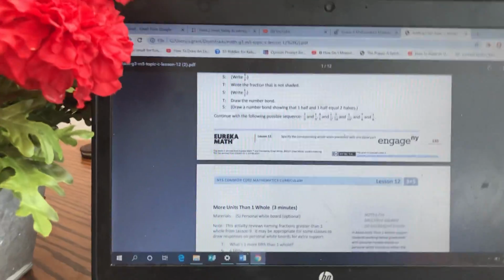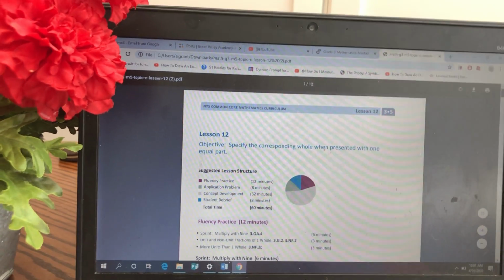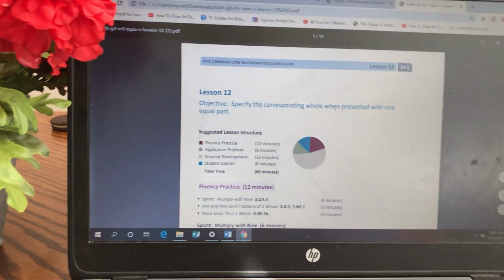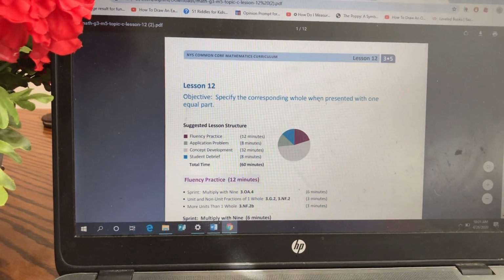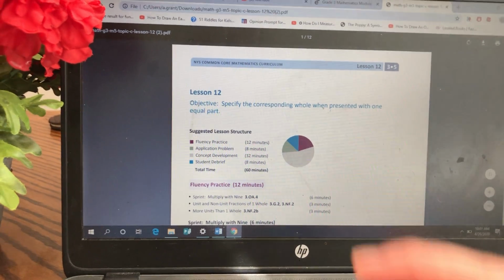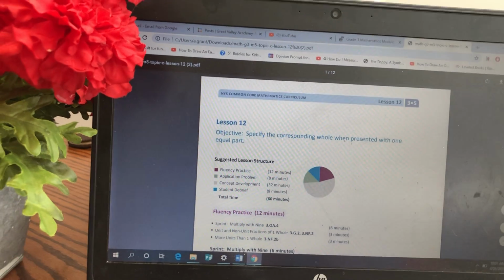Good morning, kiddos. All right, so today's math lesson, we're going to continue on with Module 5. We're going to do Lesson 12. The objective is specify the corresponding whole when presented with one equal part. So all that means is we're going to find the unit fractions that add up to a whole, okay, one whole.